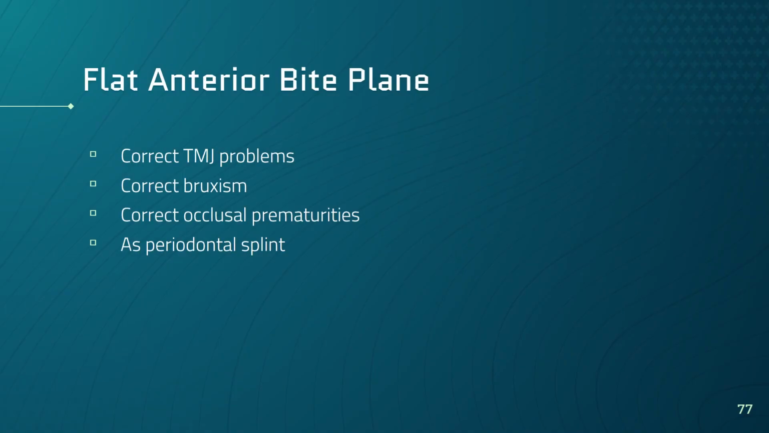Now, the flat anterior bite plane can also be used to correct TMJ problems. It can be used to correct bruxism. It can be used to correct occlusal prematurities, and it can be used as a periodontal splint.